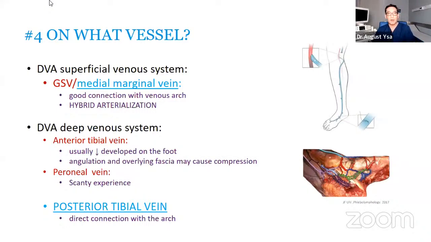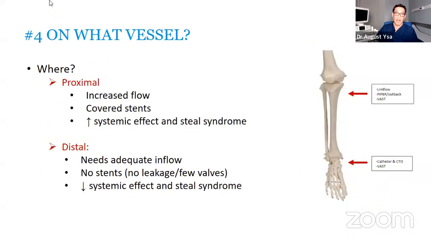So if you're thinking about performing a deep venous arterialization in the deep venous system, I would recommend using the posterior tibial vein due to the direct connection with the venous plantar arch. And the other thing you need to decide is whether you're going to perform a proximal or a distal DVA.